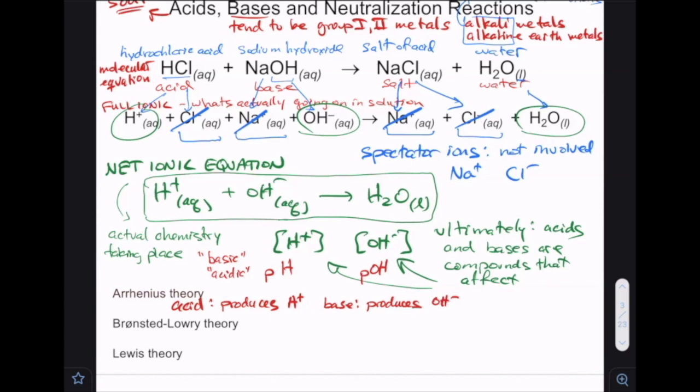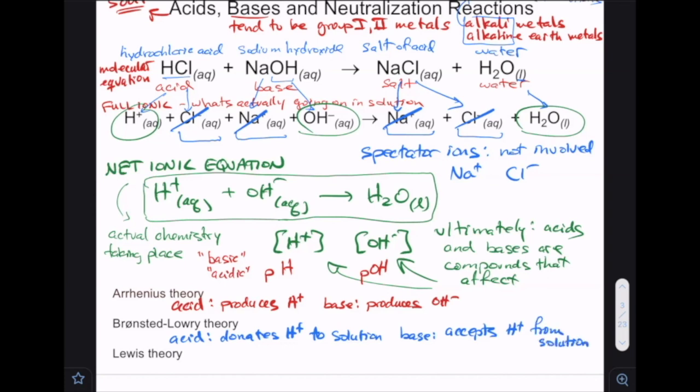The Bronsted-Lowry theory is a little bit more specific than that, and that's because there are some materials that act as bases, but they don't themselves produce the hydroxide ions. They cause the hydroxide ions to be produced from the liquid water solvent. So a formal definition for Bronsted-Lowry theory is that a Bronsted-Lowry acid is something that donates a hydrogen ion to the solution, and a Bronsted-Lowry base is a material that accepts a hydrogen ion from the solution.